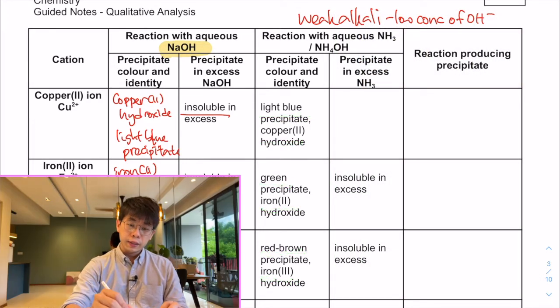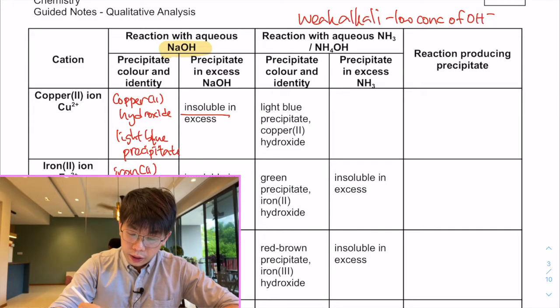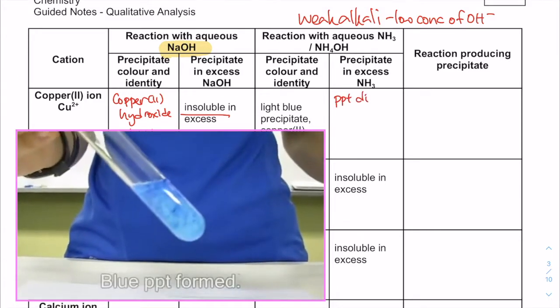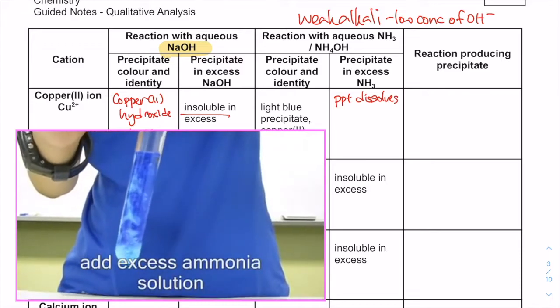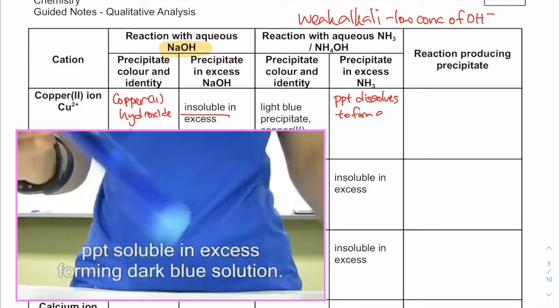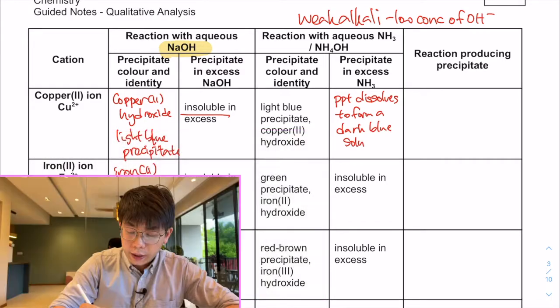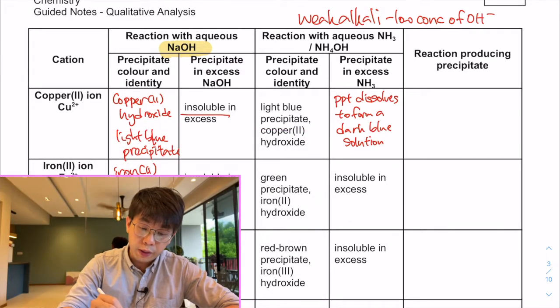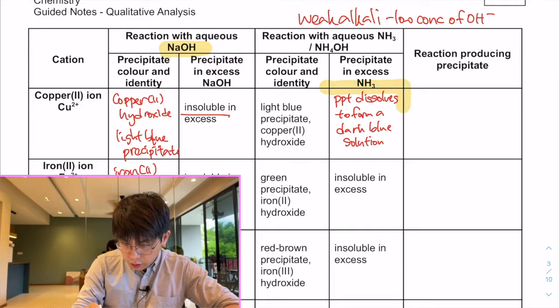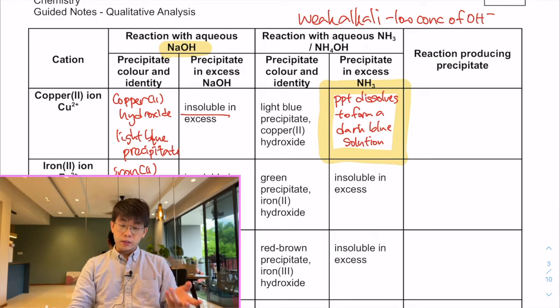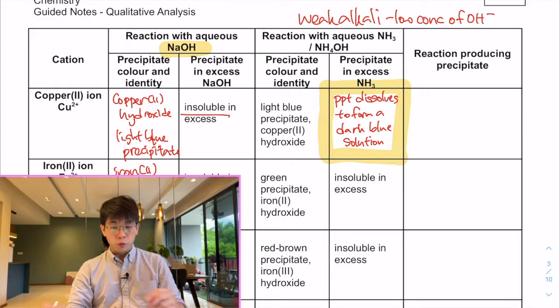But it's very interesting how for excess ammonia, the light blue precipitate, so the PPT, dissolves for copper to form a very dark blue solution. And this is something that you need to remember. So I think this is actually special. You need to remember that it is soluble in excess and it dissolves to form a dark blue solution for copper 2 hydroxide in ammonia.